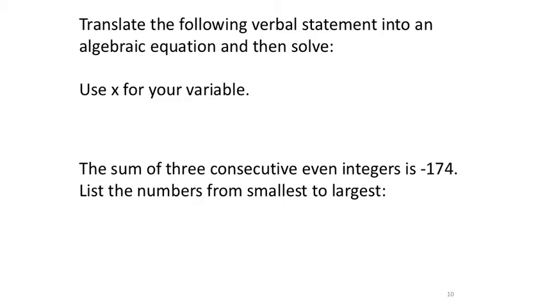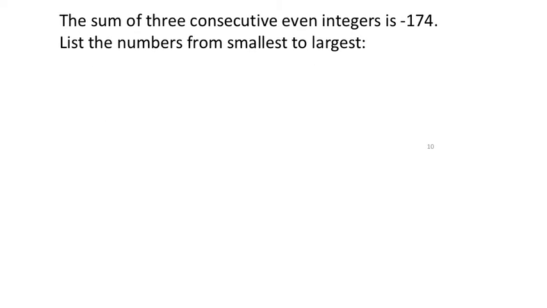And yes, we will use x for the variable. Here we go. The sum of 3 consecutive even integers, that's important, is negative 174. Now this is negative, so we got to be careful on that too. List the numbers from smallest to largest. So for me, once again, I'm going to say that x is the smallest number. Smallest number, okay? And is smallest that much more writing? It is for a math person, sorry. So here we go. X is the smallest number.